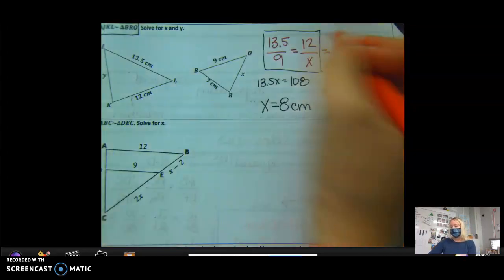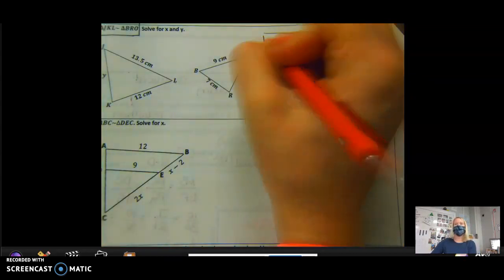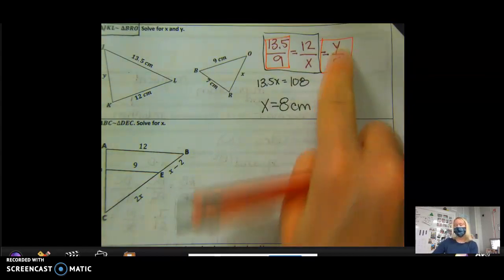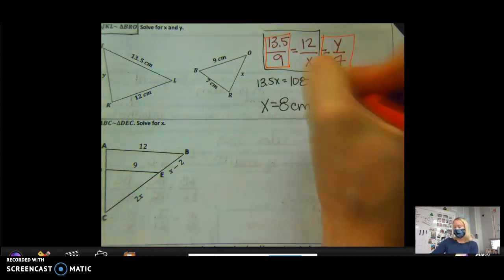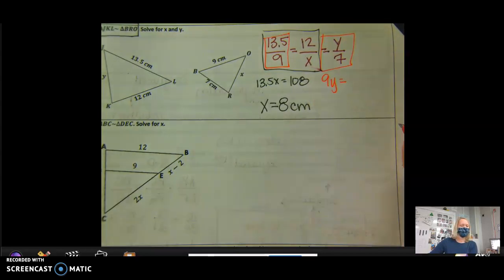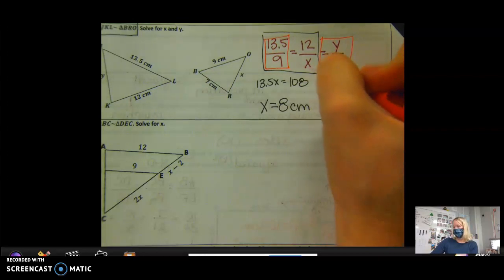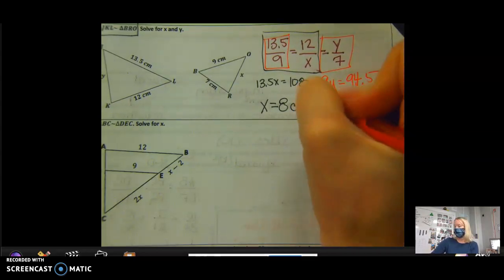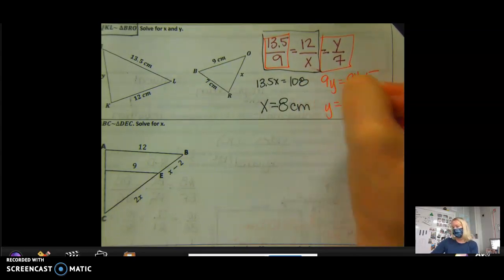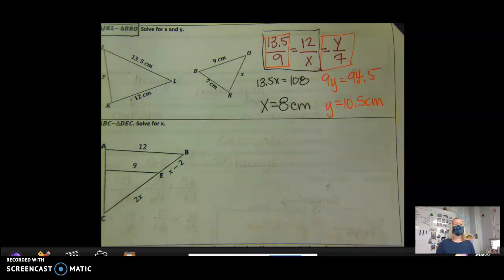Now, to find Y, you have to use the ratio that has numbers on top and bottom. And I'm going to set it equal to this Y over 7. And then I'm going to cross multiply. So I get 9Y equals, what's 13.5 times 7? 94.5. Divide by 9, and I get Y equals how much? 10.5 centimeters. Any questions on that?